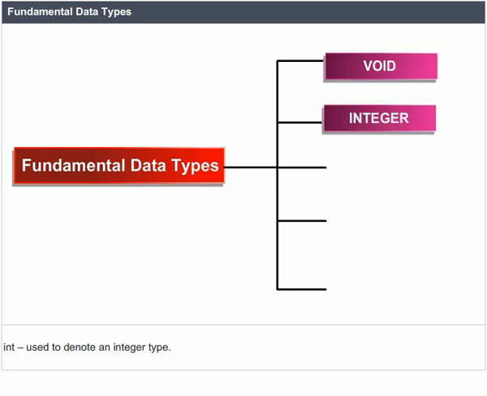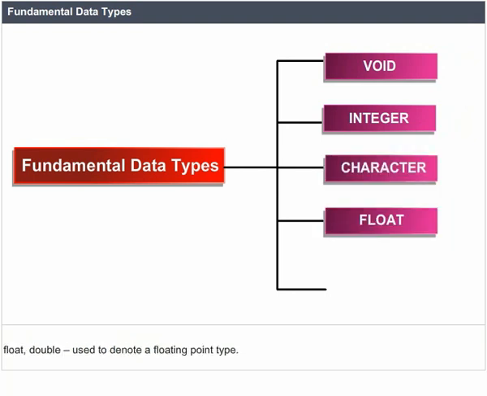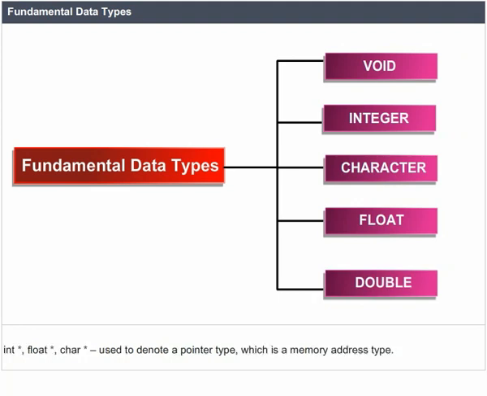int, used to denote an integer type. char, used to denote a character type. float, double, used to denote a floating point type. int*, float*, char*, used to denote a pointer type, which is a memory address type.